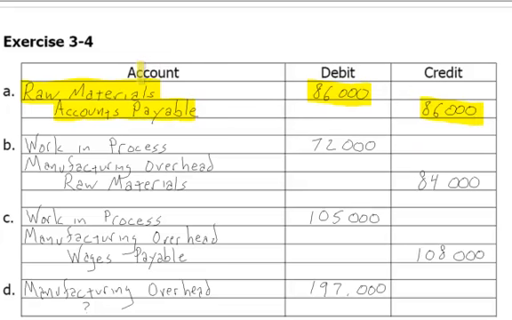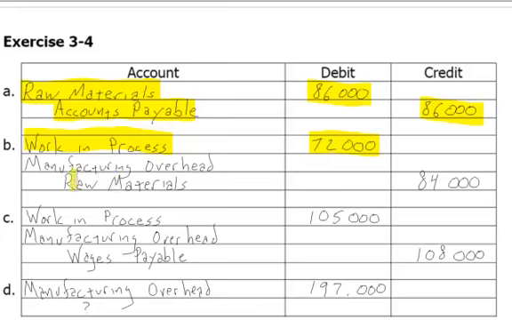In transaction B, it says that $84,000 in raw materials were requisitioned for use in production. Of this amount, $72,000 was for direct materials and the remaining was for indirect materials. When you requisition your raw materials from the storeroom, they're going to go to work in process. That work is going to be done with those materials. The direct materials were $72,000.